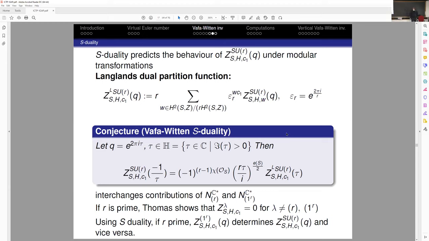And there's another result by Thomas, which says that if R is a prime number, then the contribution of the partition will be zero unless we have either the partition R or one to the R. In fact, that is just the virtual number of points of this moduli space. So therefore, we see that there are only two terms in this case, and they are exchanged by this transformation. And so if we believe in this S-duality conjecture, we know one of them, we know the other.